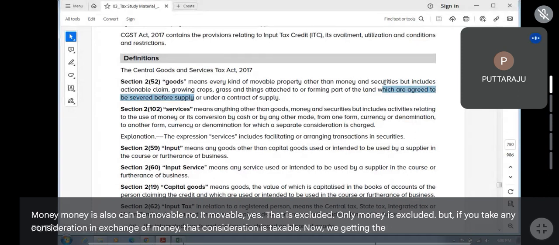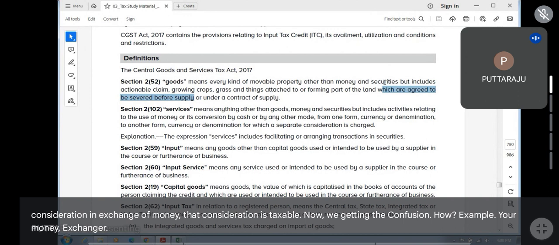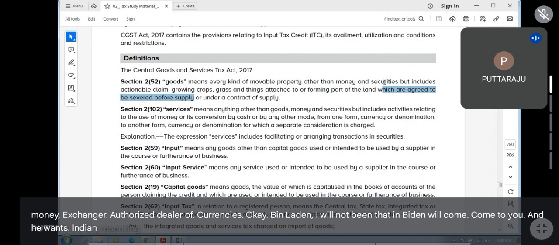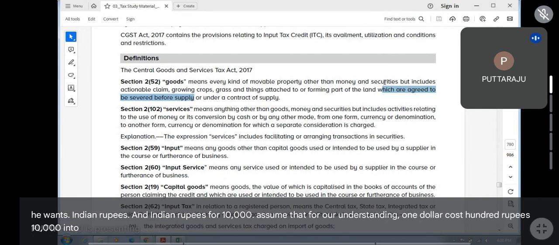Now we are getting confused. How? Example: you are a money exchanger, an authorized dealer of currencies. Okay? Not Bin Laden, Biden will come to you and he wants Indian rupees for $10,000. Assume that for our understanding, $1 costs 100 rupees. 10,000 into 100 is how much?